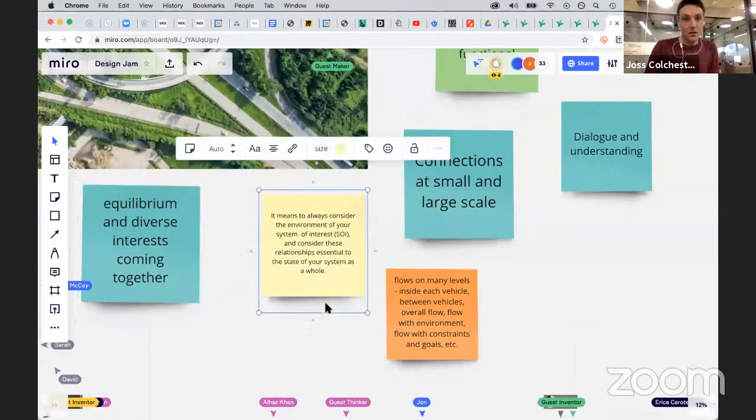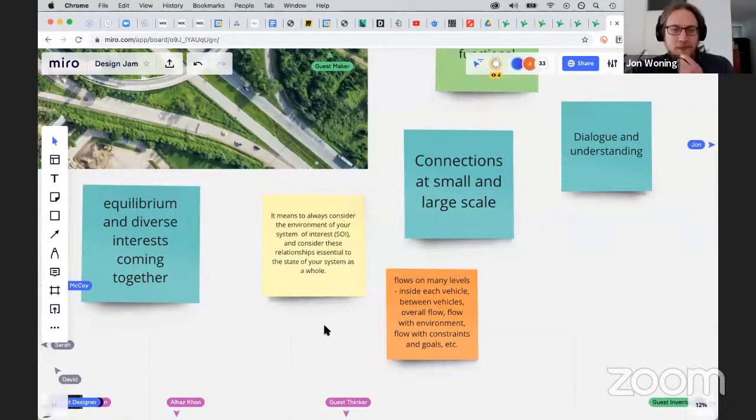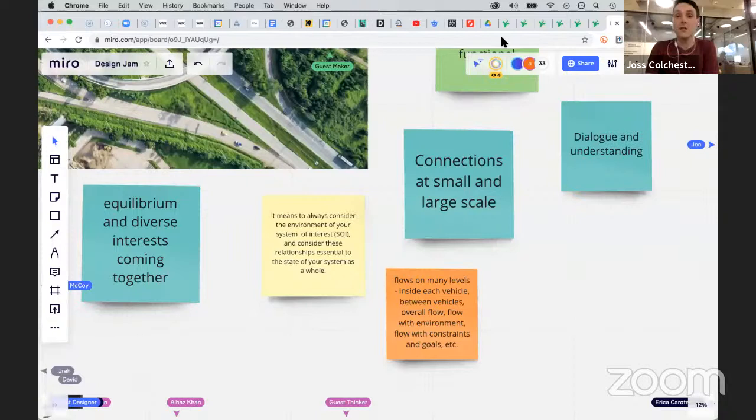It means to always consider the environment of your system of interest and consider those relationships essential to the state of your system as a whole. That's a good one. Who's this? Consider. That would be me. Yeah. Consider the relationships necessary. Hey, John, consider all the relationships necessary to the state of your system as a whole.